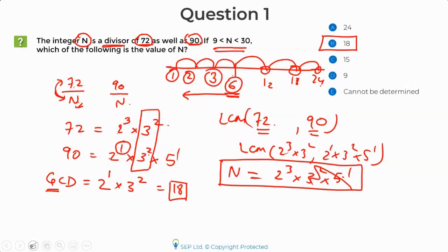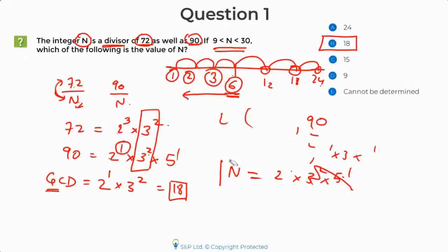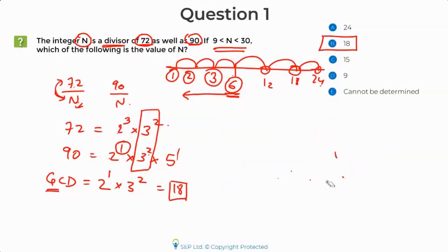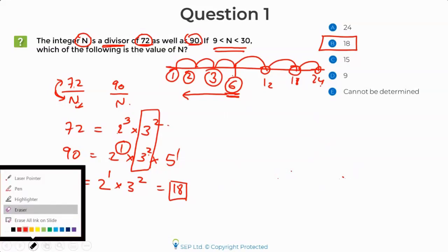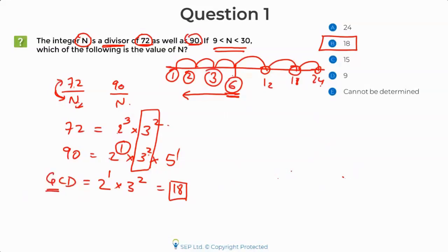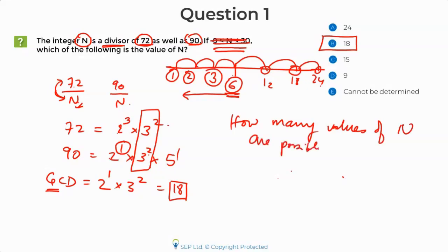Let me use the eraser very quickly. Okay. Now see, in questions like these, they might also ask you this question. Instead of giving this limitation, they might ask you how many values of n are possible. What would you do then?